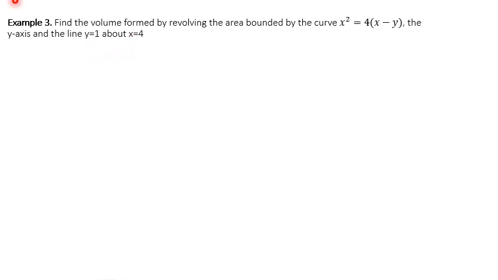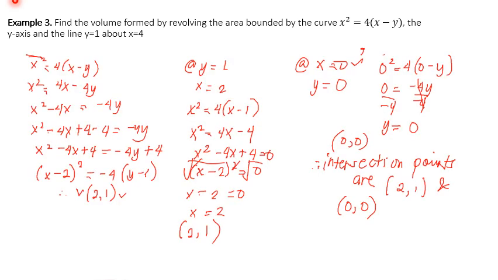I think we already solved for the important details about the enclosed region. We already solved for the vertex and the intersection points, which are (2, 1) and (0, 0), and the vertex is (2, 1). Now it is time to plot it. Take note that we will revolve our area bounded by the curve, the y-axis, and the line y equals 1 about x equals 4.